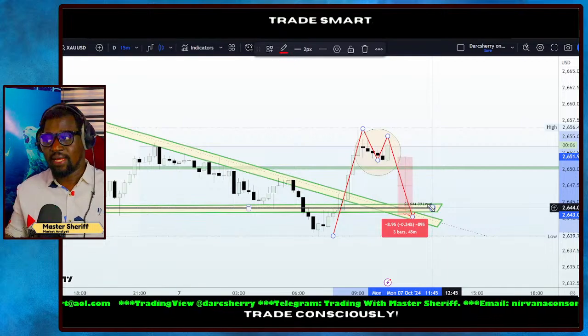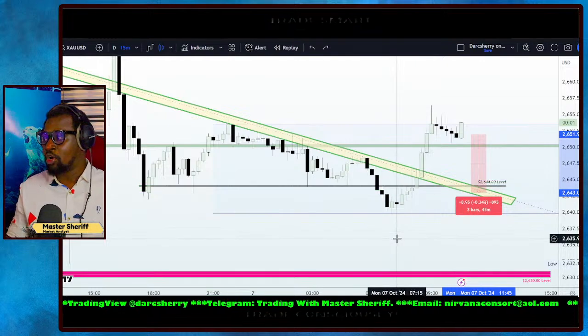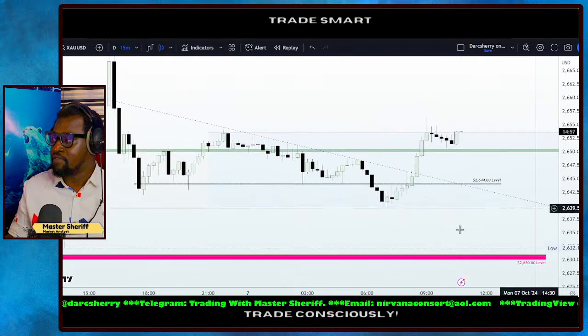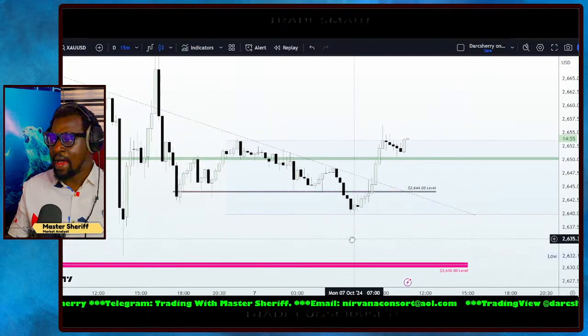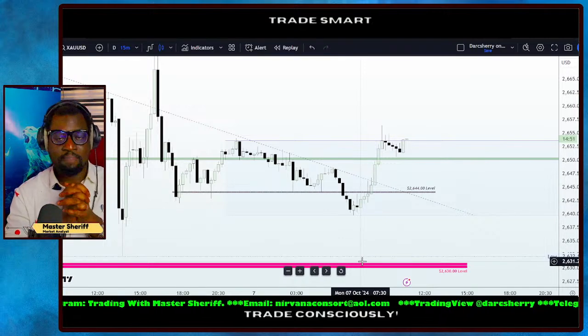So let's see how the market will play out around this area, and of course I will be giving us updates on both my TradingView and Telegram platform if I see anything new happen from this particular area. So this is my simple view on the XAUUSD today.